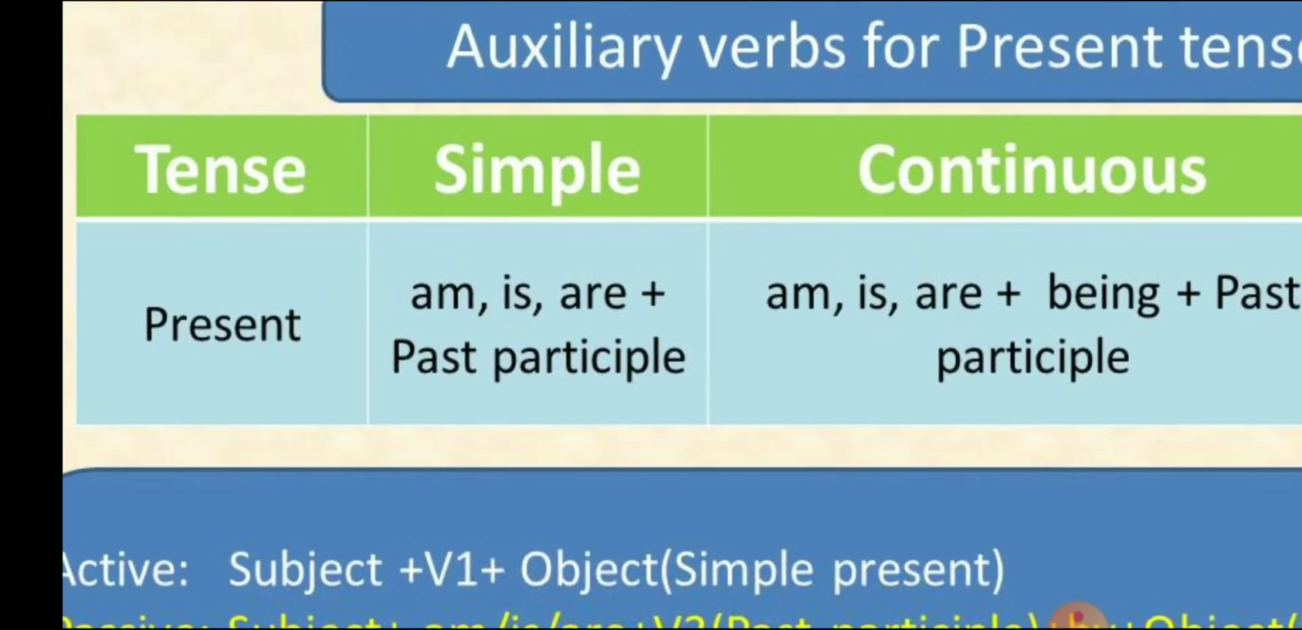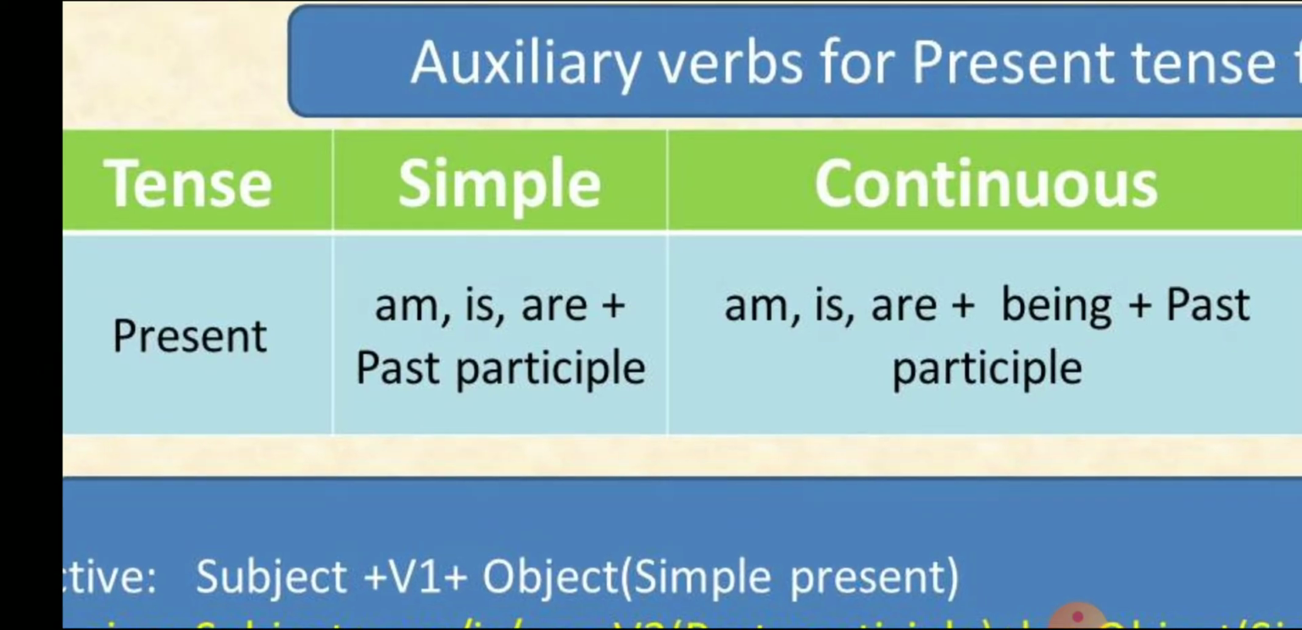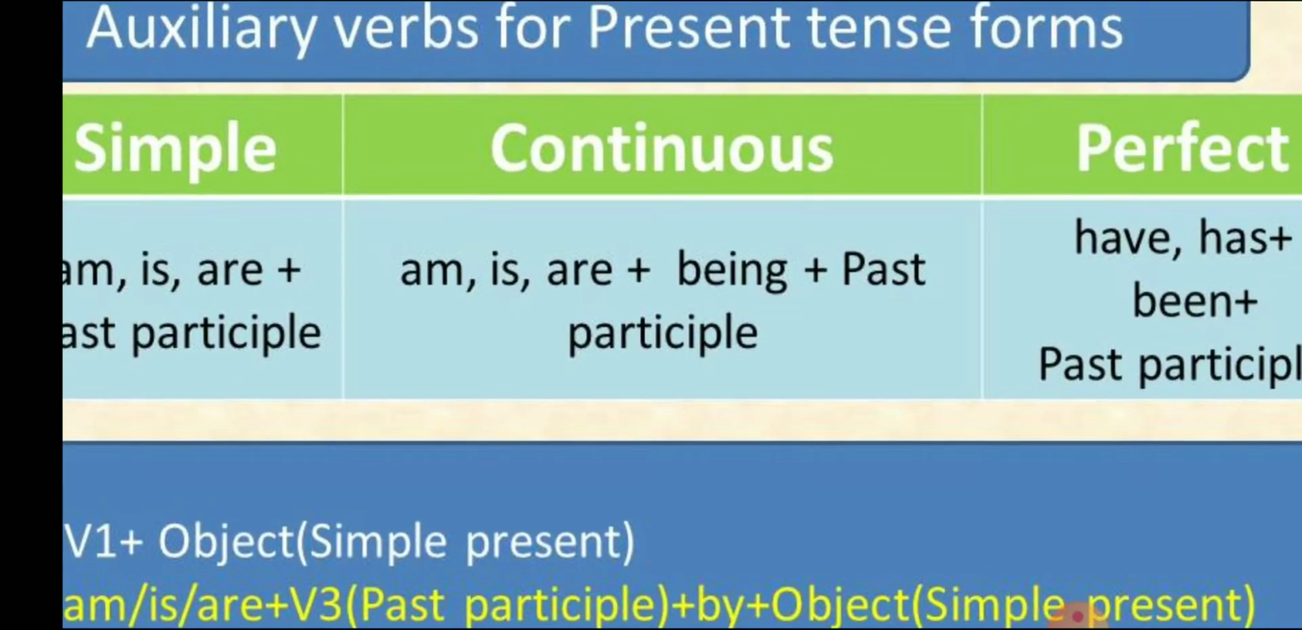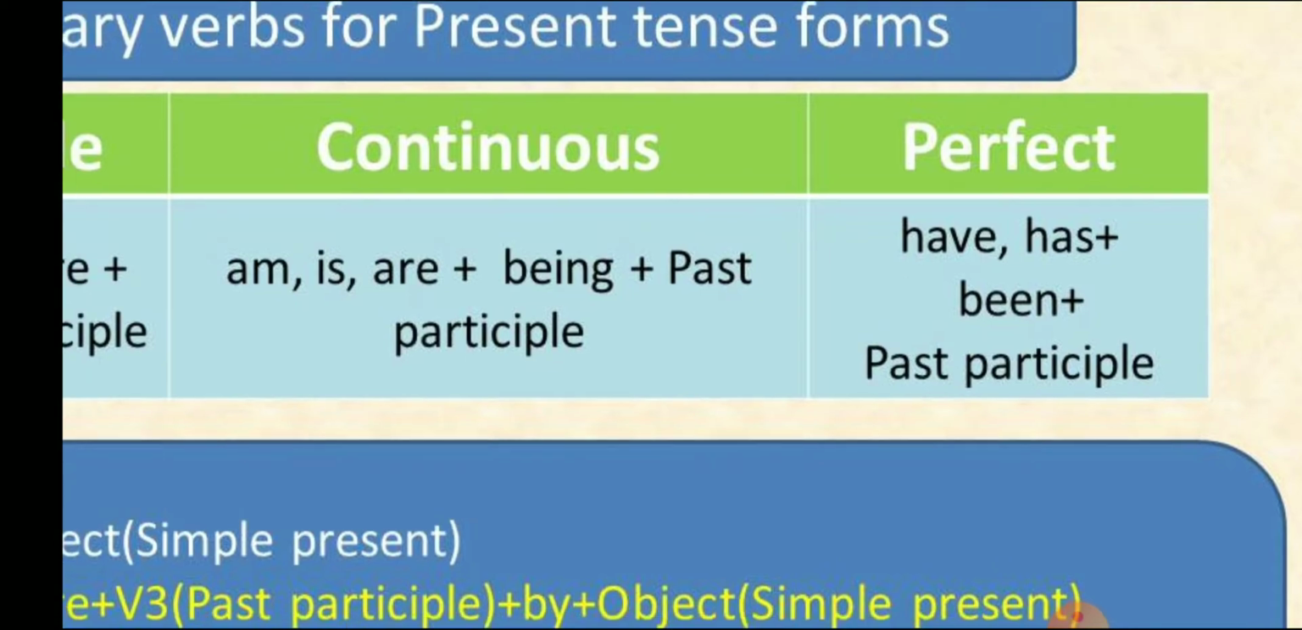So in passive, how the verb form exists: for simple present, it is am, is, or are plus past participle. For present continuous, it is am, is, or are plus being plus past participle. For present perfect, have or has plus been plus past participle.